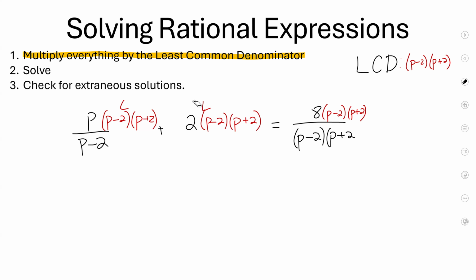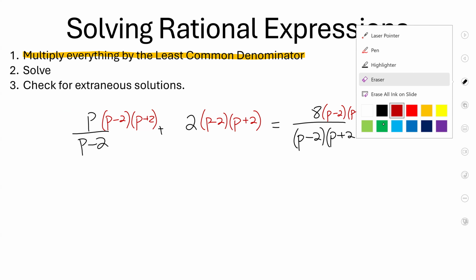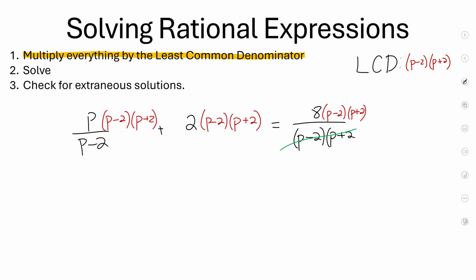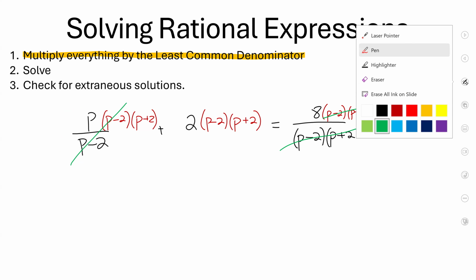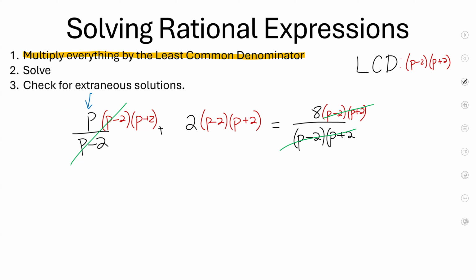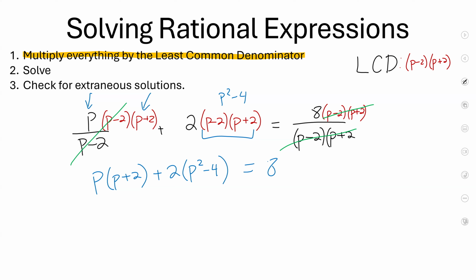Okay, I multiplied it in. That's the beautiful thing about this. These cancel with those. Those two cancel out. I am left with p times p plus 2 plus... isn't this just p squared minus 4? So it's 2 times p squared minus 4 equals 8, because those are gone. That's why you want to multiply by your least common denominator, because when you do, it becomes simplified. No more fractions.